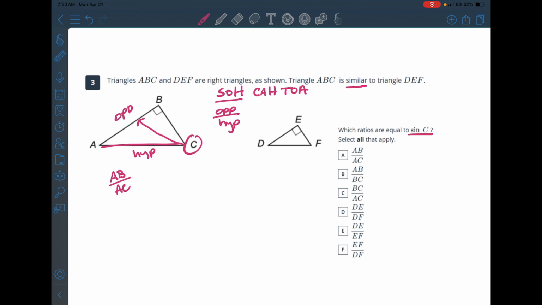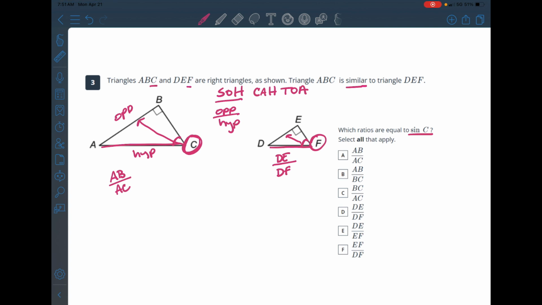If I look up here, F is my corresponding angle. The sine of this is going to be the same as the sine of this. If this angle was 38 degrees, this angle would be 38 degrees. Sine of 38 is the sine of 38. So let's look at my opposite of F. That would be DE, and my hypotenuse is this right here, which would be DF. So those are the only two that are equal to the sine of C.